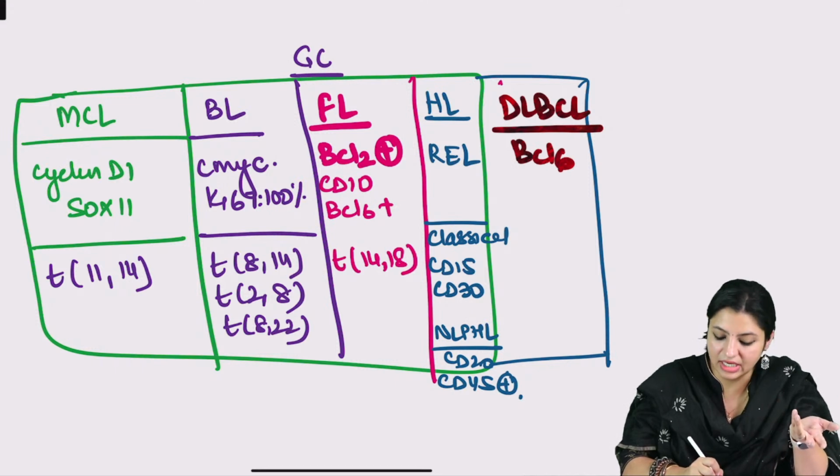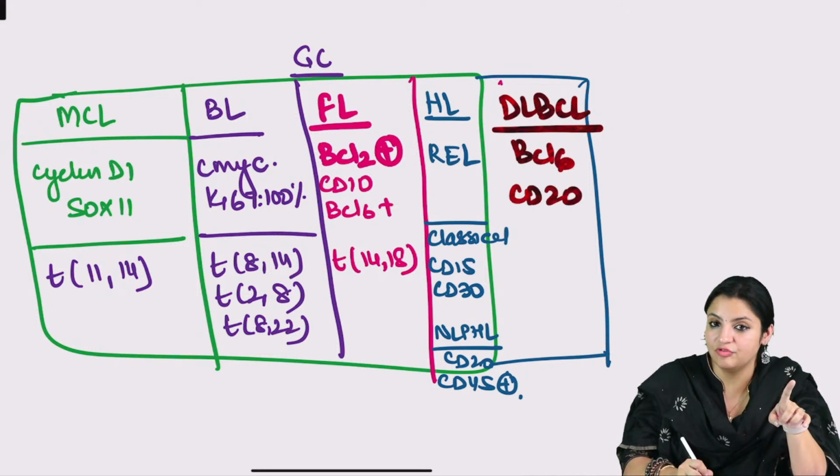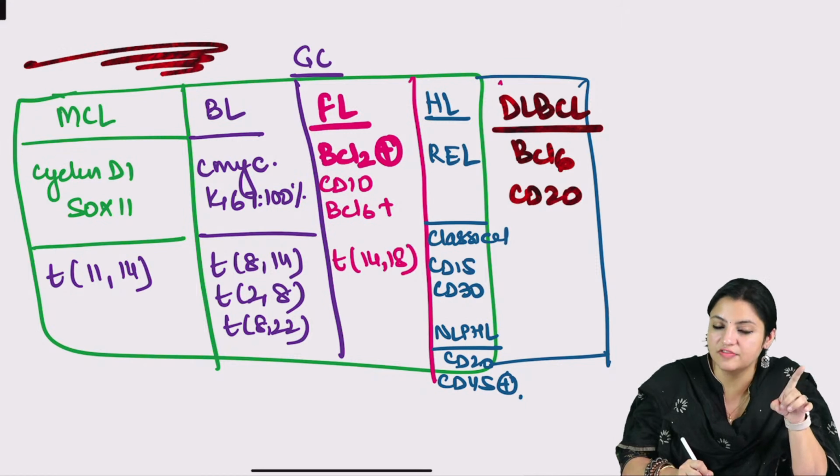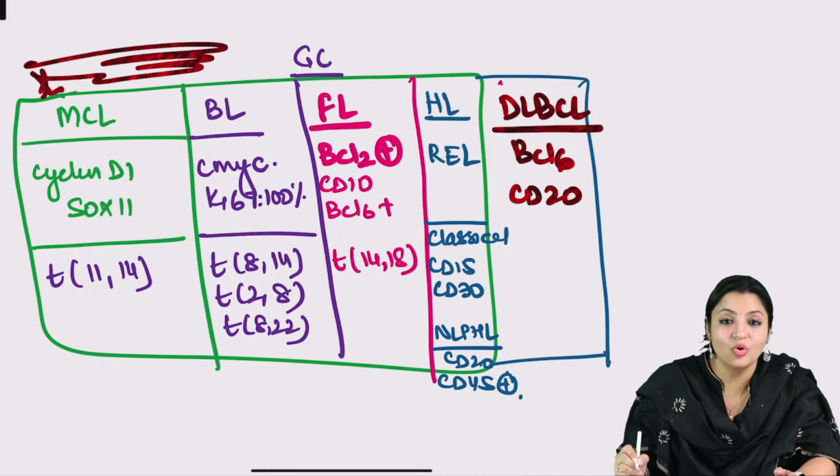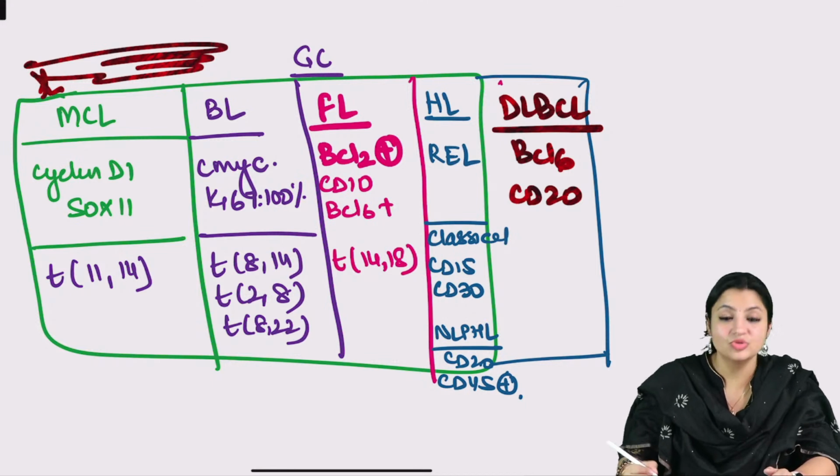Rest everything is correct. Remember, apart from classical Hodgkin lymphoma, which is CD30 positive, ALCLs are also CD30 positive tumors. Remember that point always. Super important.